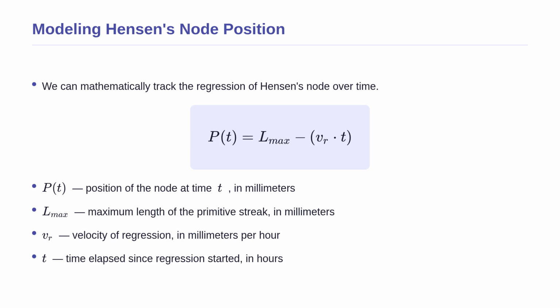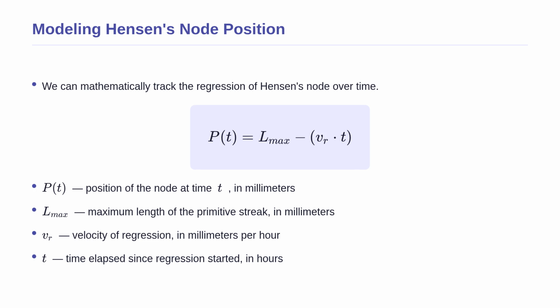Because the regression of Henson's node is so vital for spinal development, we can mathematically model its position over time. The formula is P(t) = L_max − V_r × t. Conceptually, this equation states that the current position of the node is simply its starting maximum length minus the distance it has traveled backward. Here, P(t) is the position of the node from the tail end in millimeters.